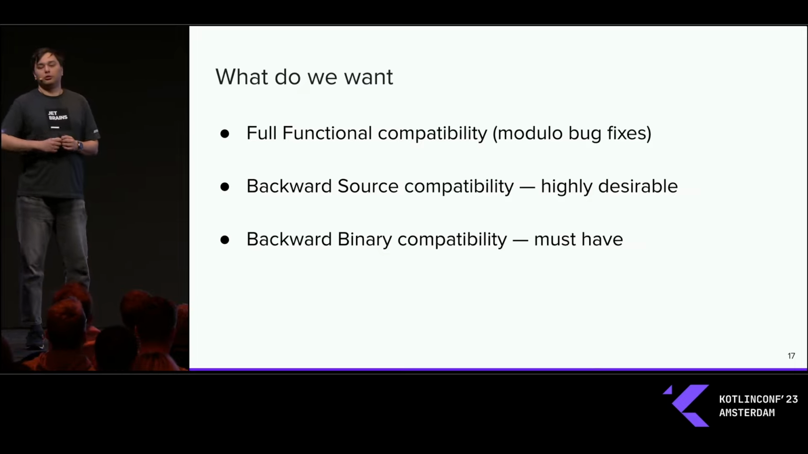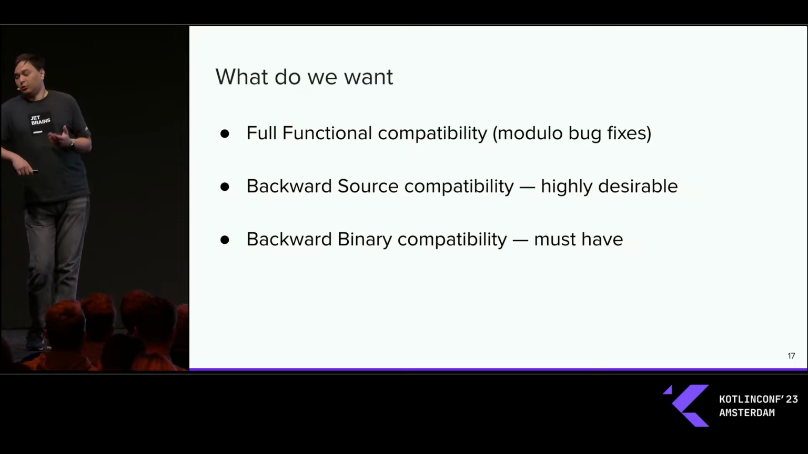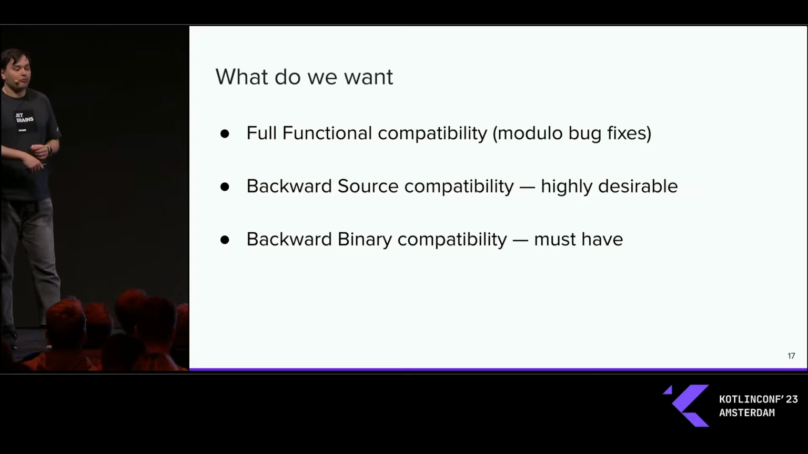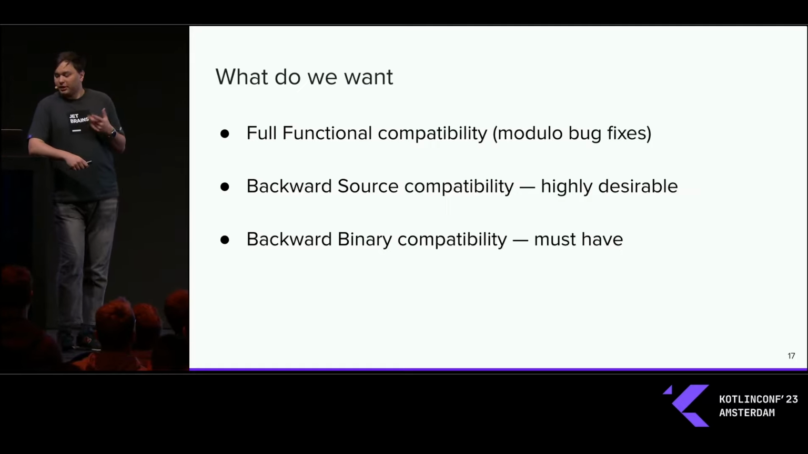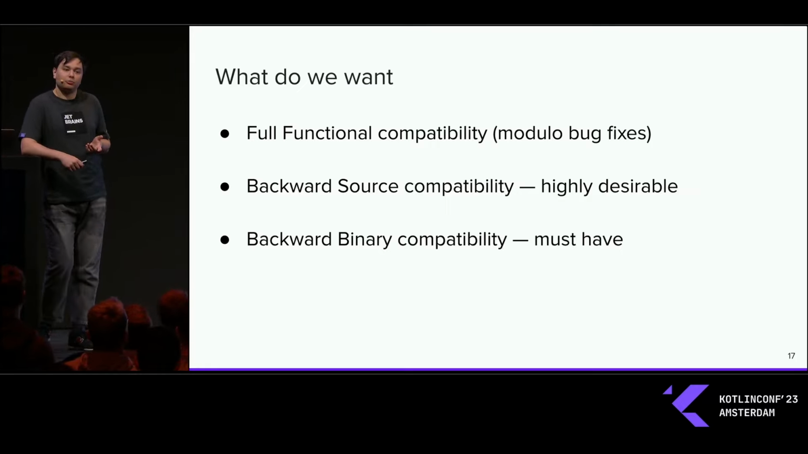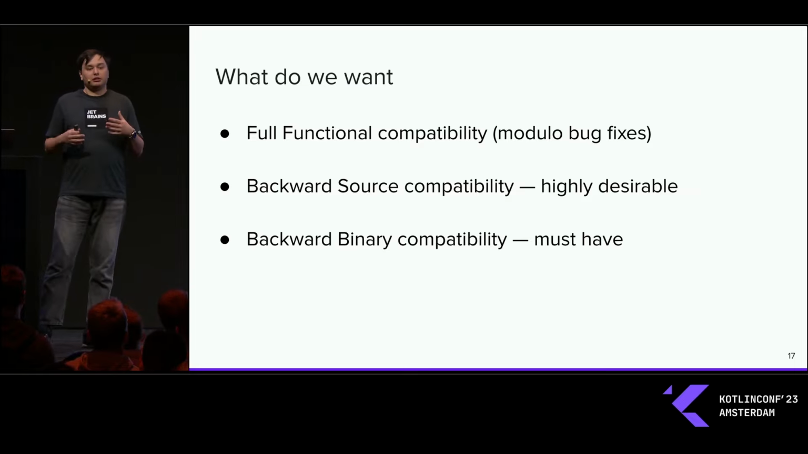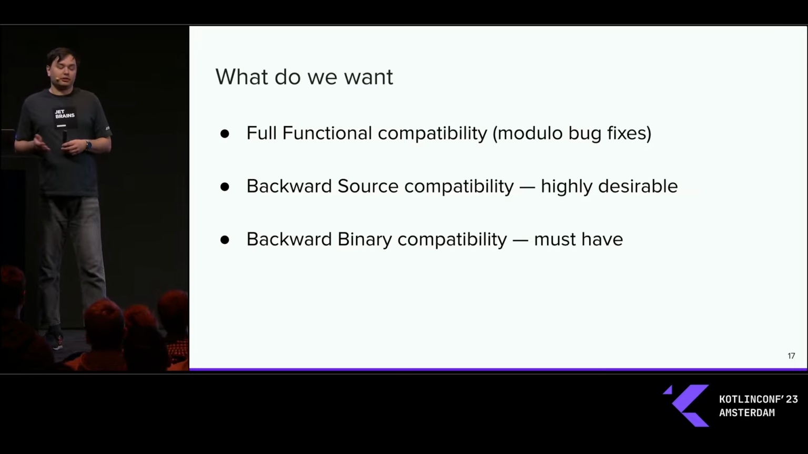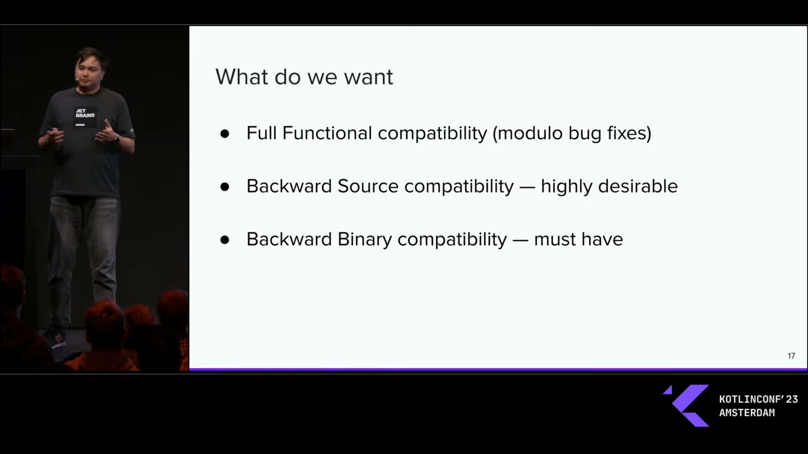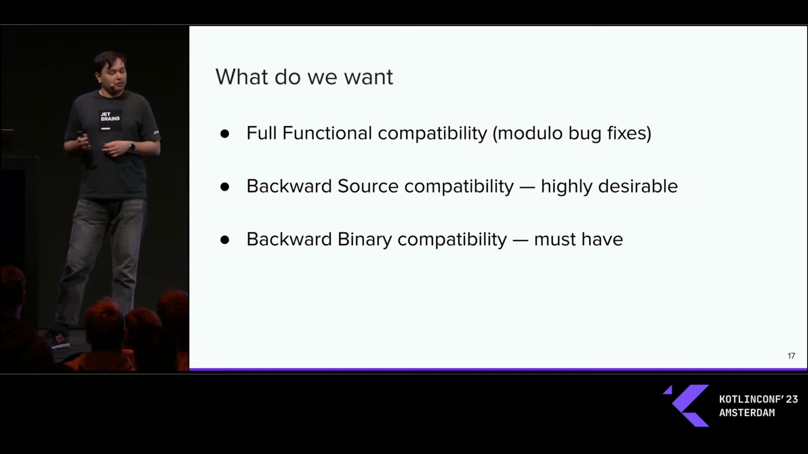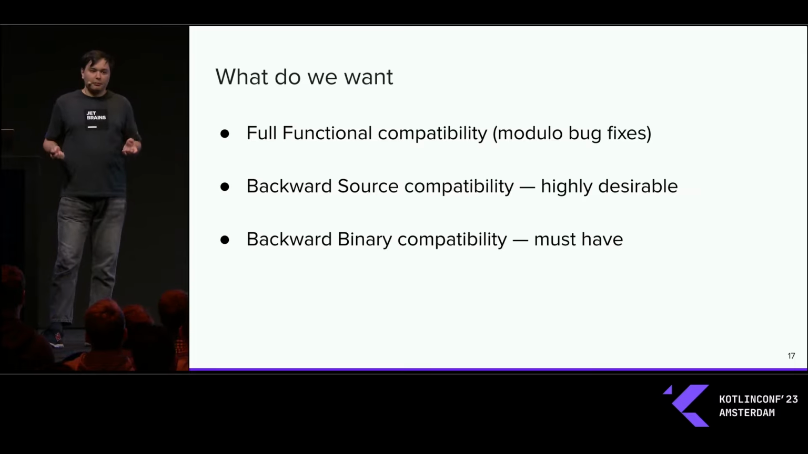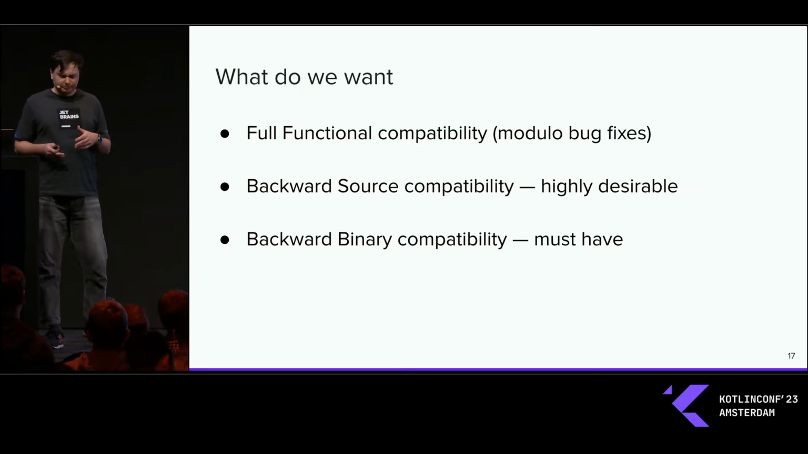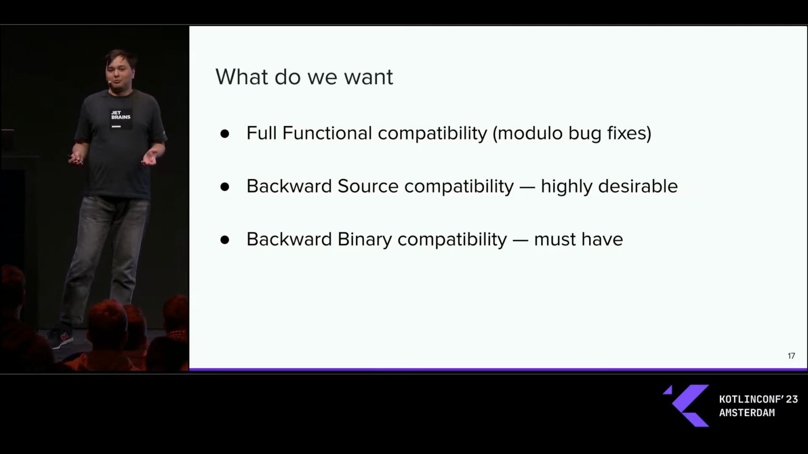So what do we want as library authors? We want full functional compatibility without modular bug fixes. And backward source compatibility is highly desirable, but it's not that necessary, because in the end, if some code is red, we can just perform some migrations, and it will be OK. But backward binary compatibility is a must-have property for any stable library, because if it's not maintained, we can bring a lot of pain and troubles for people we may not even know.